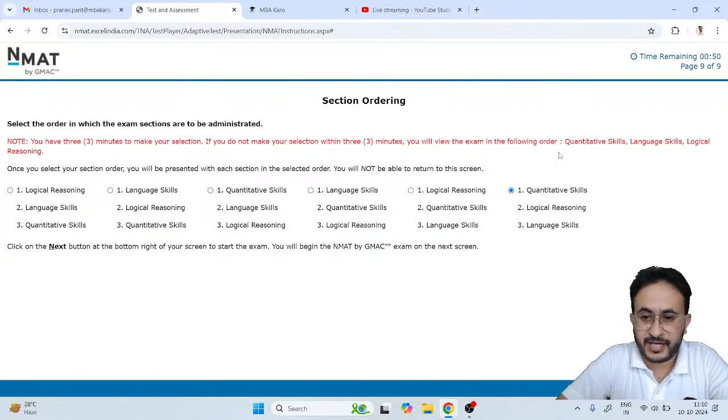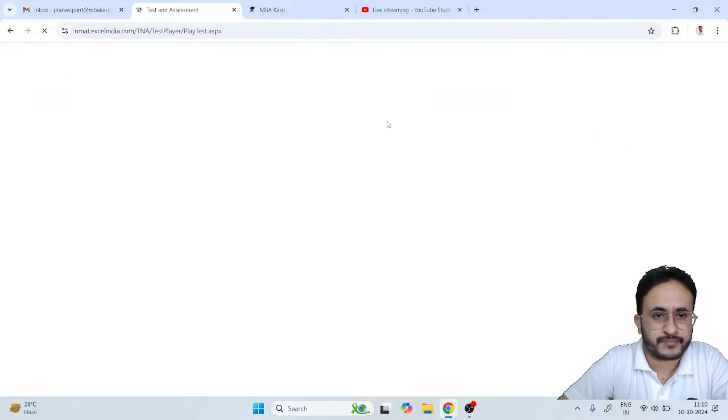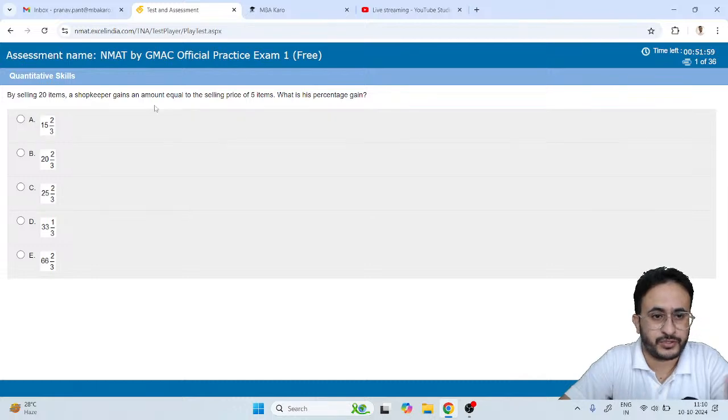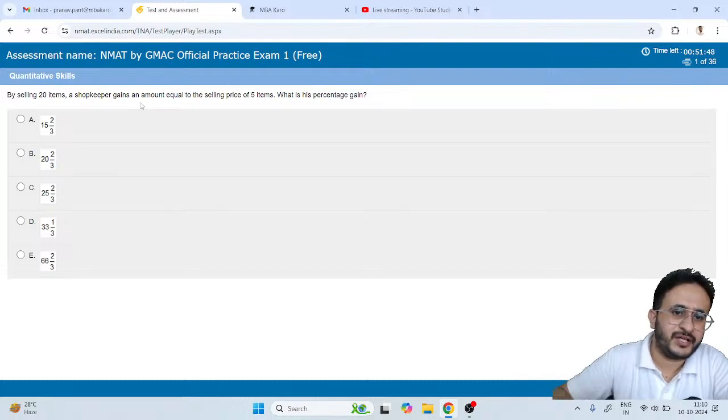Okay, so let's start this. It started by selling 20 items. A shopkeeper gains an amount equal to the selling price of 5 items. What is the percentage gain? So selling 20 items, a shopkeeper gains an amount equal to the selling price of 5 items.